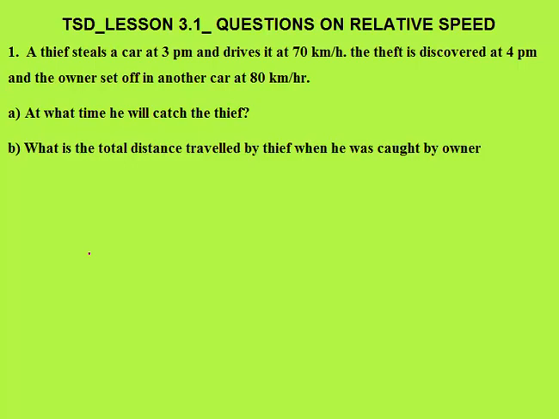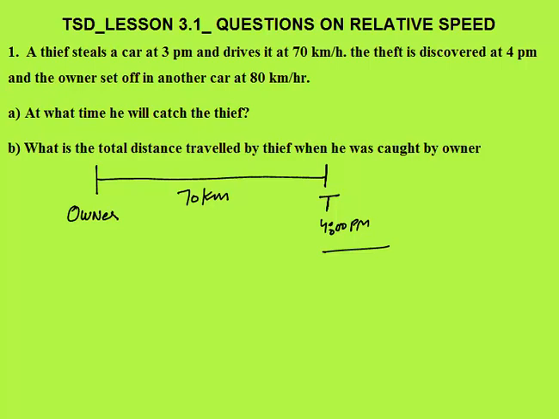The thief steals the car at 3 p.m. So at 4 p.m. he will cover how much distance in 1 hour? Thief speed is 70 km per hour. So the thief will be here at this point and he will travel the distance 70 km. Here will be the owner. Now the thief will be here at 4 p.m., after 1 hour. He stole the car at 3 p.m., so after 1 hour he will travel 70 km. He will be at this point running here. The owner will start chasing the thief at 4 p.m. The distance between them is 70 km.